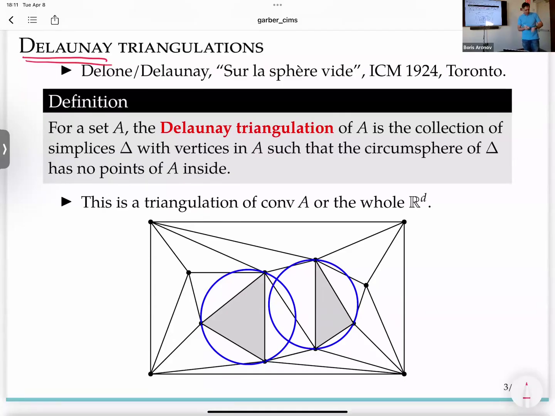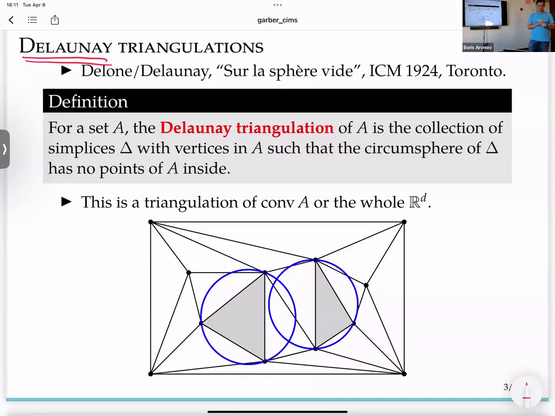And this construction of Delaunay triangulation is based on his 1924 talk at the International Congress in Toronto. The paper, I think, was in 1934, and was called "On the Empty Sphere," and that's connected to the title of that talk. So the construction is the following.